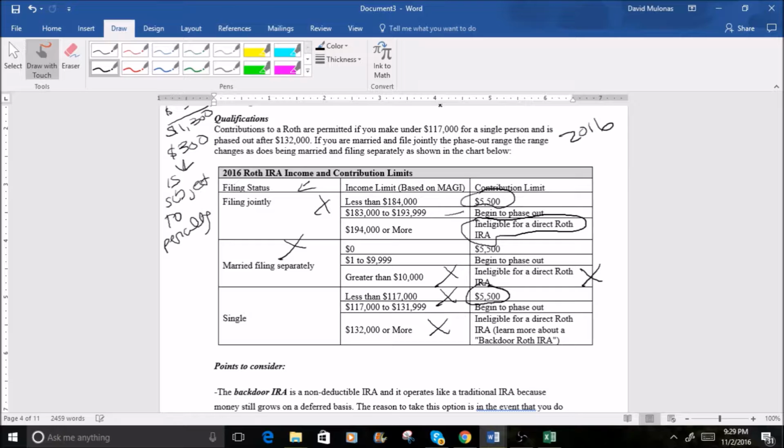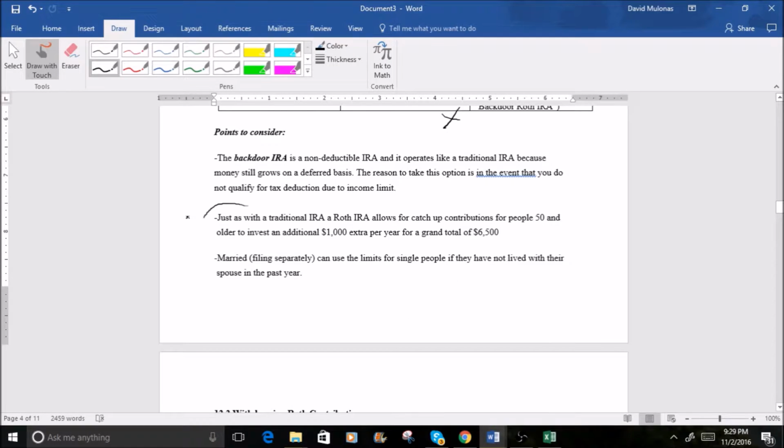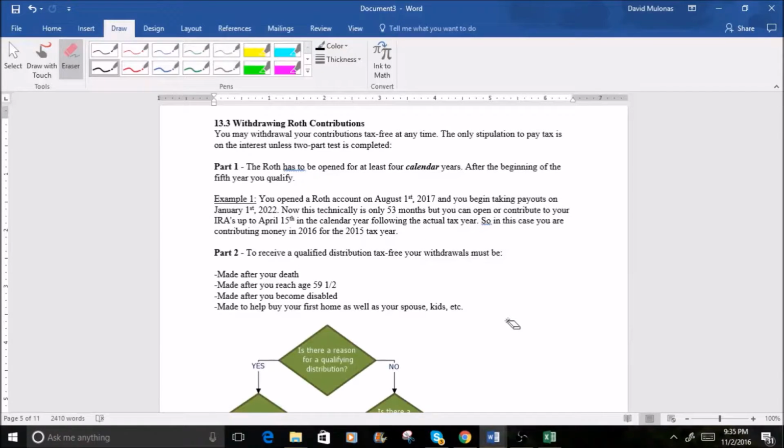Now you could get something called the backdoor IRA, and we'll have another chapter on that. But for now, these are the types of things you need to look at if you're choosing to have a Roth. You also see right here, catch-up contributions for people over 50 and older. An additional $1,000 can be put in for a total of $6,500 as long as you qualify to have a Roth IRA. Okay, now let's get into the section 13.3, which is withdrawing Roth contributions.